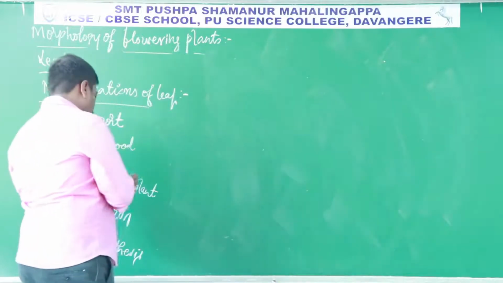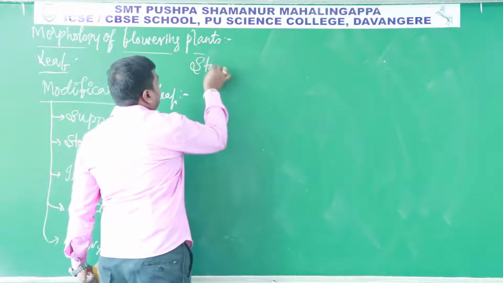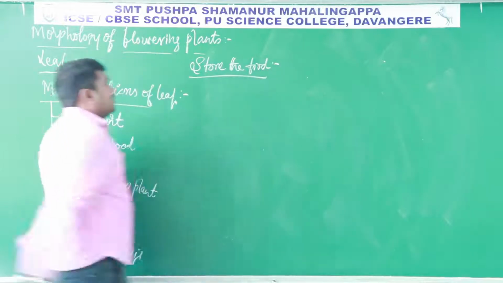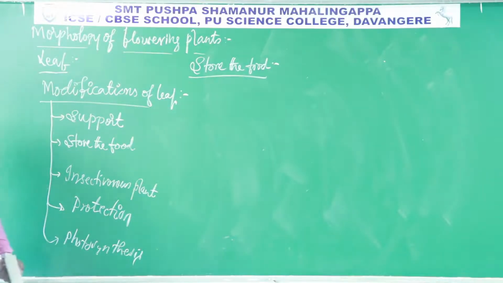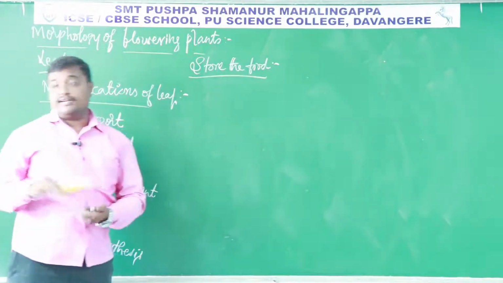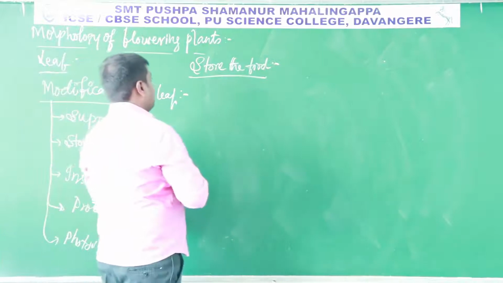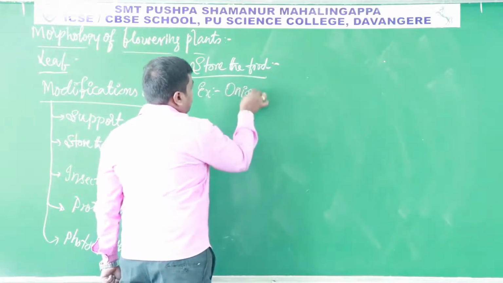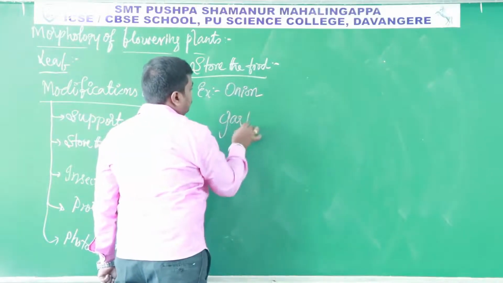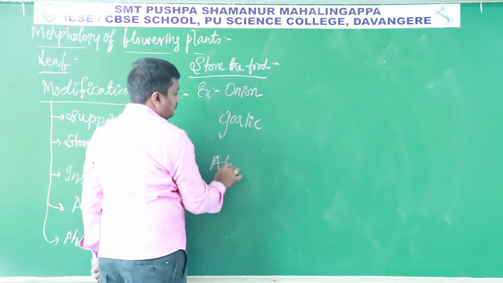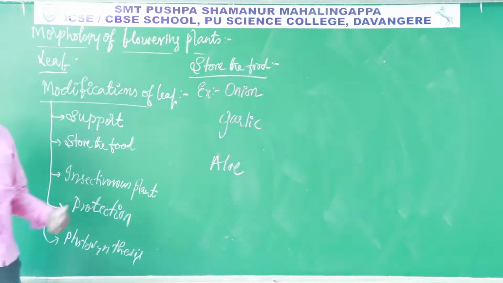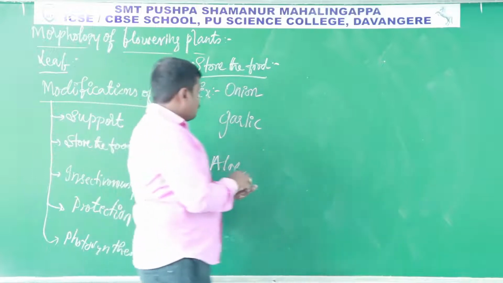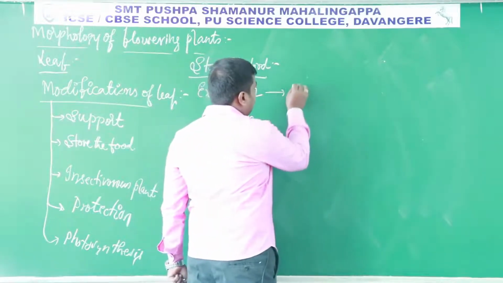So next, store the food. In many plants, reserve food material is stored in the modified leaves. It can be explained by taking examples, then you can understand it better. So examples: onion, garlic, aloe. Okay, so in these plants, leaves are modified to store the reserve food. You know, onion has two types of leaves.